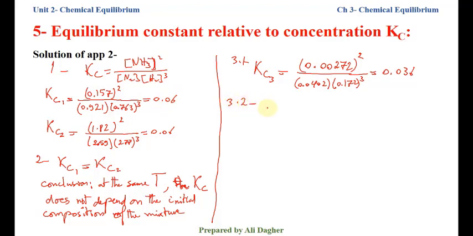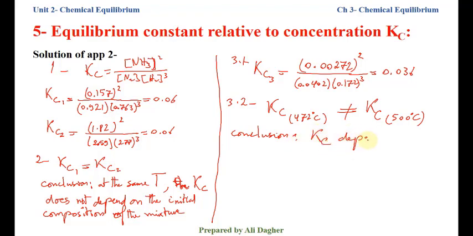3.2: compare and conclude. Kc at 472 degrees is different than Kc at 500 degrees for the same reaction. Then when we change the temperature, the value of Kc changes. Therefore, conclusion: Kc depends only on temperature. It does not depend on the initial composition of the mixture. It depends only on the temperature.